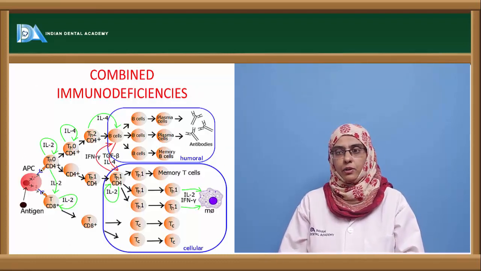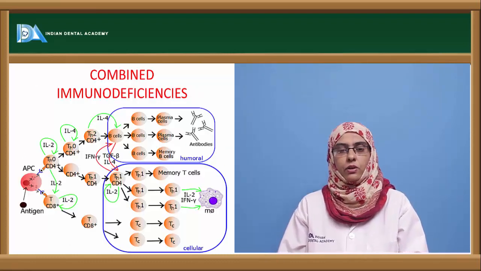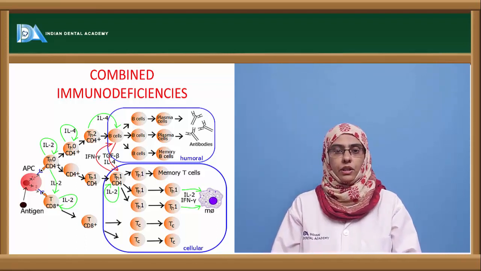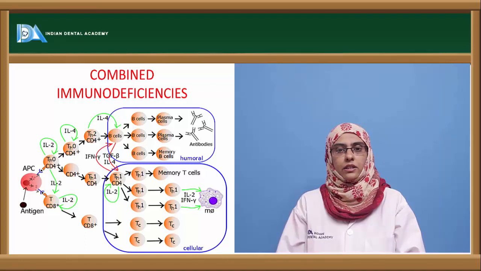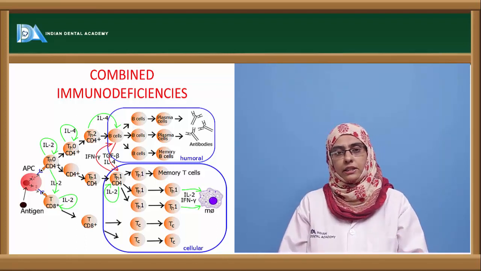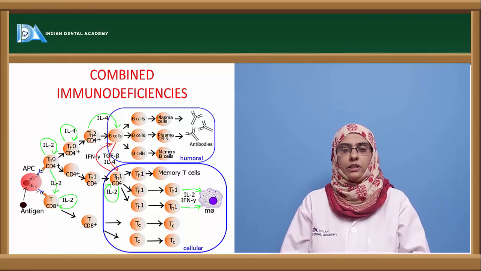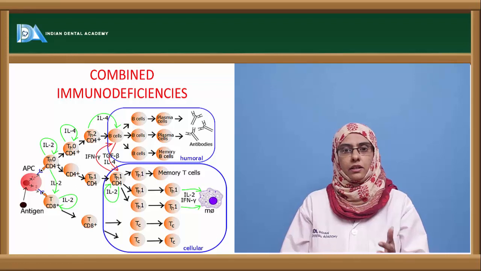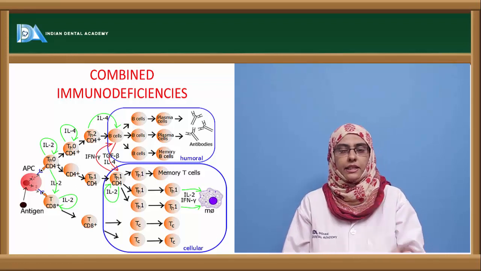Next is combined immunodeficiencies. As we all know, to develop an immune response, the interaction of both arms of the immune response is very essential, that is humoral as well as cellular immune response. So whenever an organism gains entry, the antibodies are produced. Along with this, the other important immune cells get activated.